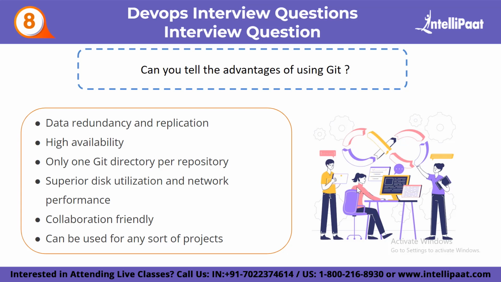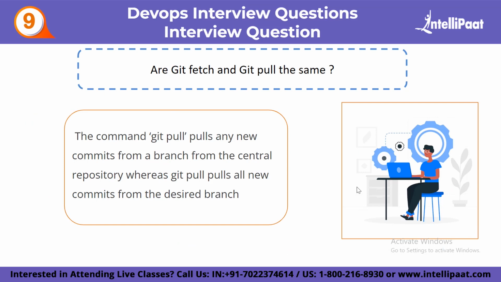Now let's move forward and discuss the next question. The question is, are git fetch and git pull the same? This is one of the most important questions asked in DevOps. So you can answer something like this. The command git pull pulls any new commits from a branch of the central repository and then updates the target branch in the local repository.